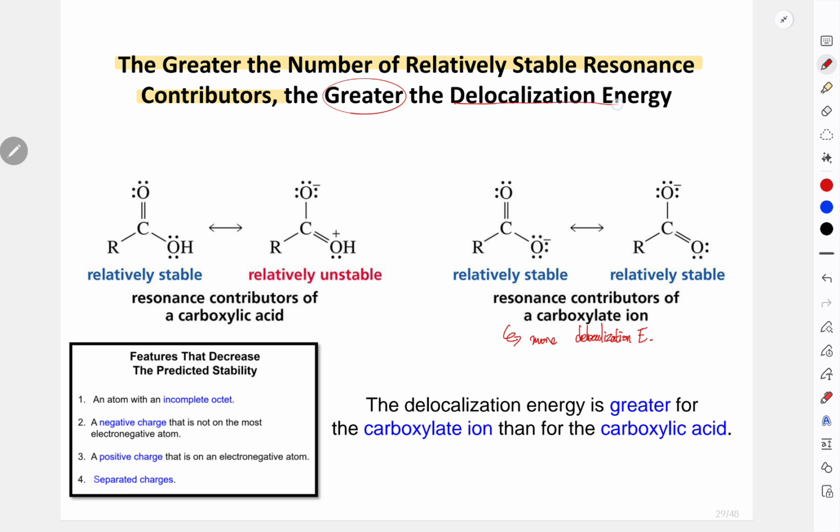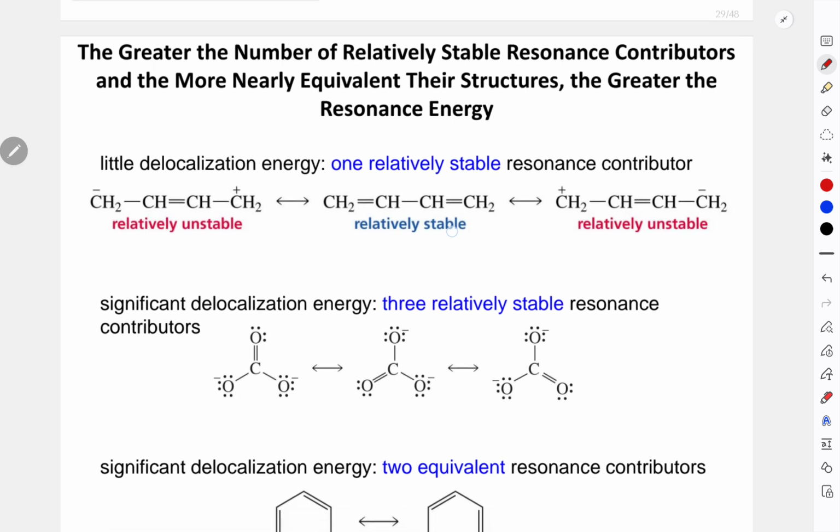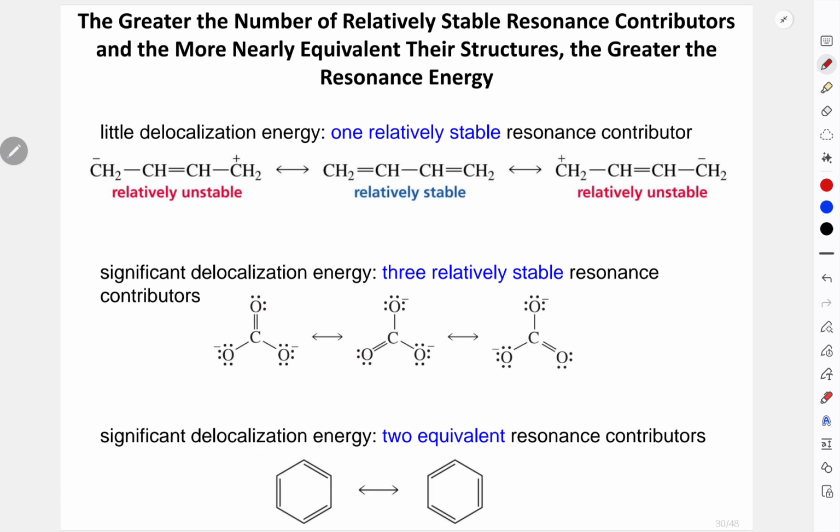So you can compare the first case versus the bottom case. You have the diene again, and you can draw the resonance contributors on the left-hand side and right-hand side, where you have separated charge and also an incomplete octet on carbon. So in this case you have a distinctly more stable resonance contributor, the central form, compared to the left and right-hand sides. Basically you have only one relatively stable resonance contributor, from which you can expect very little delocalization energy.